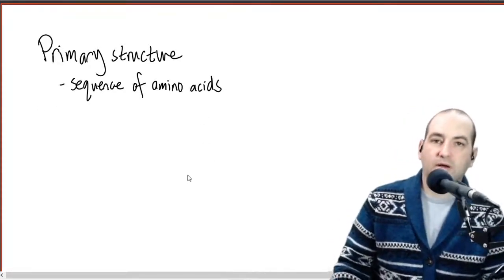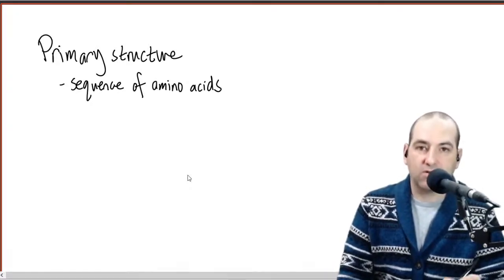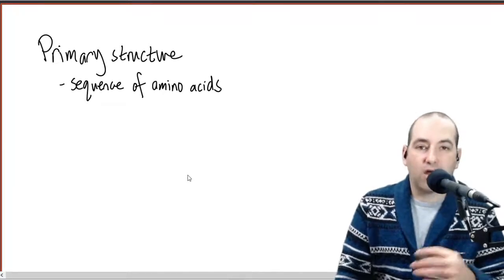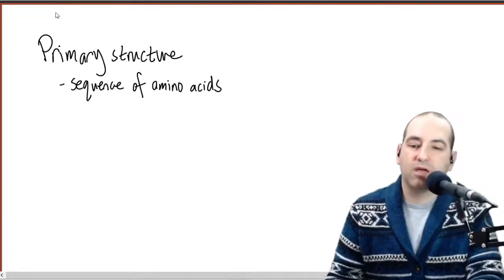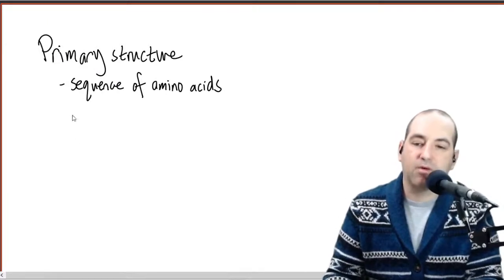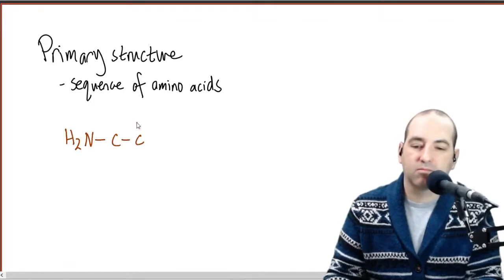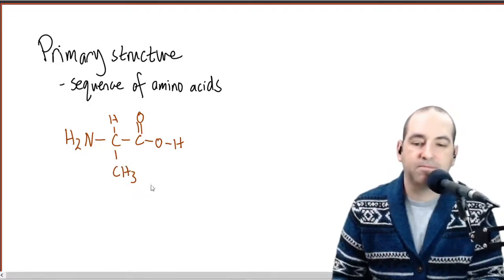And as we've learned before, they're connected by peptide bonds, which are the result of a dehydration or condensation reaction between the carboxylic acid of one amino acid and the amine of the other. So we're going to write them in their neutral form again, just because it becomes easier to see. So let's pick a couple. Let's look at, let's say, alanine. I'm going to draw the whole thing out here. So alanine has a CH3 as its side chain.